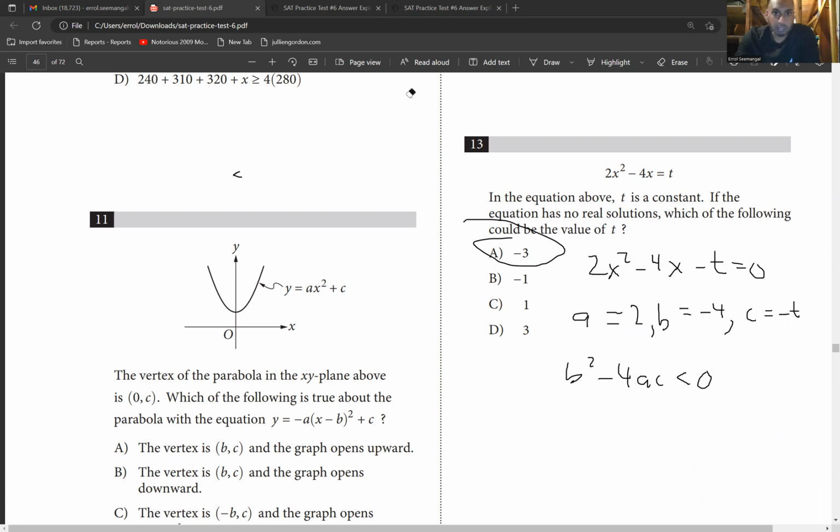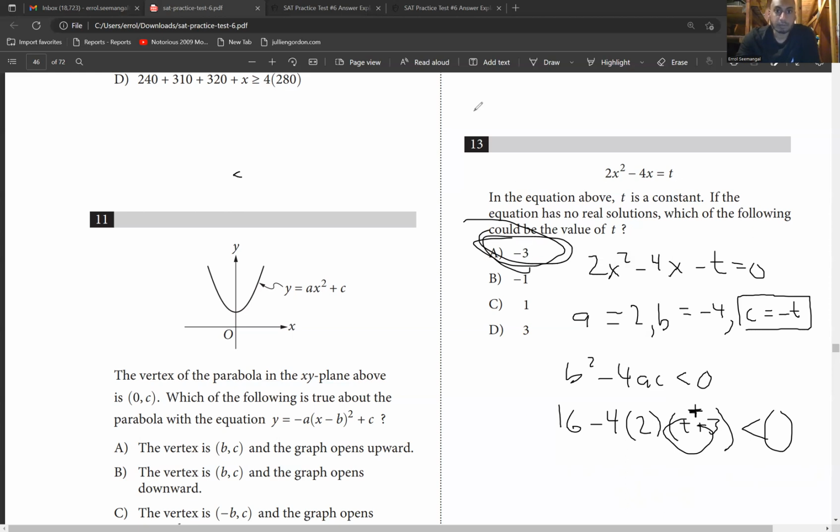So let's look at this again. B squared is 16 minus 4 times A, which is 2, times C, which is -t, right? So this should be -(-3), which is +3. Oh, that's less than 0. There you go. If this is +3, this is 3 times 8, which is 24. 16 minus 24, yeah, okay. I messed up this sign earlier. I think I had a negative there. It should have been positive. Yeah, so it's A. Okay, all right, that's that one.